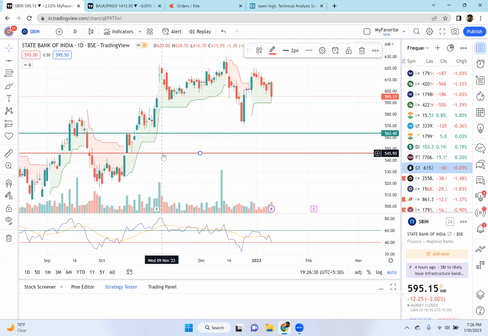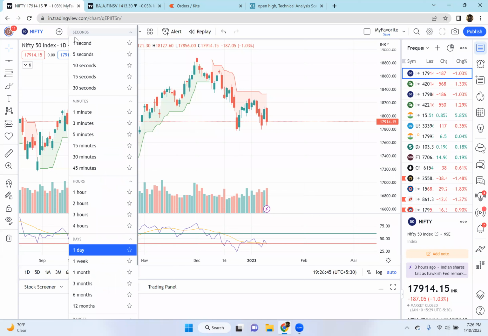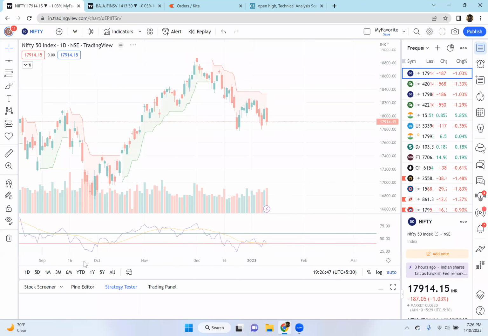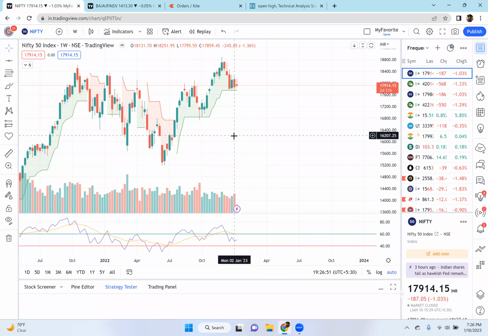So this is the setup essentially. And the reverse will be if I'm getting into a selling setup. I can look at the Nifty chart, for example, and you can do it on a weekly time frame also. So let's look at the Nifty weekly chart. This is very interesting and very recent right now.